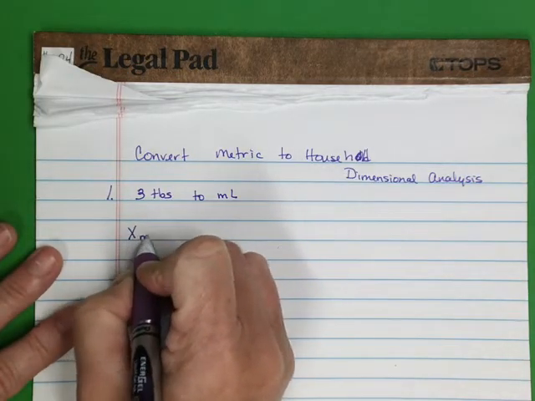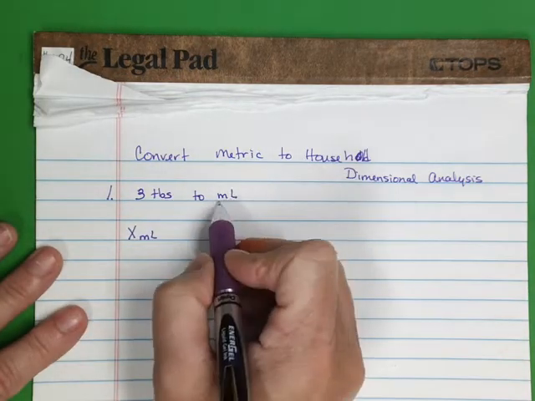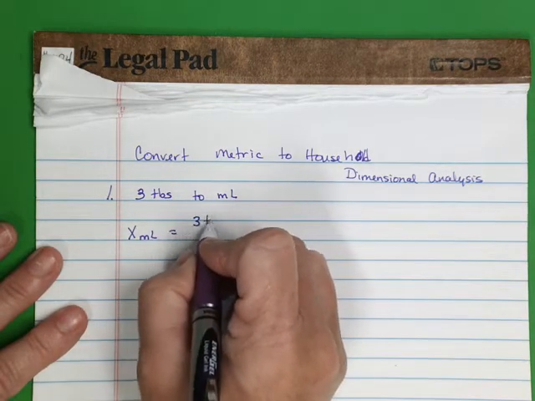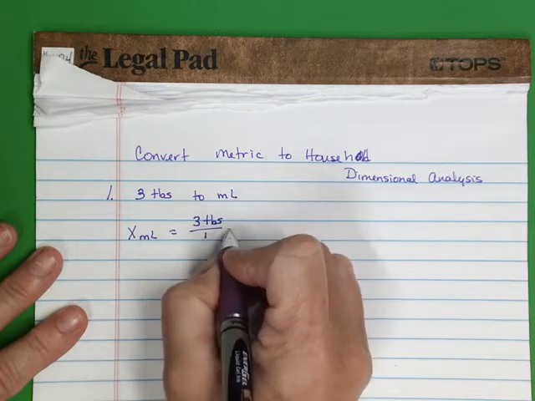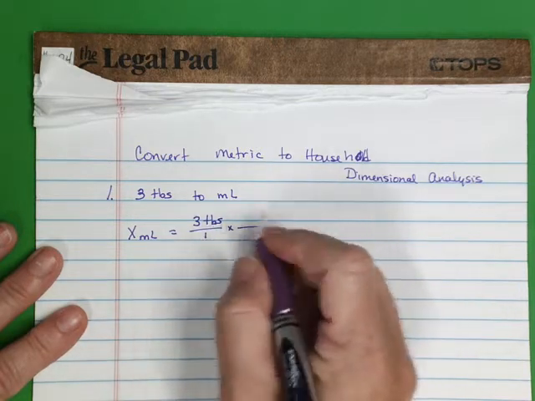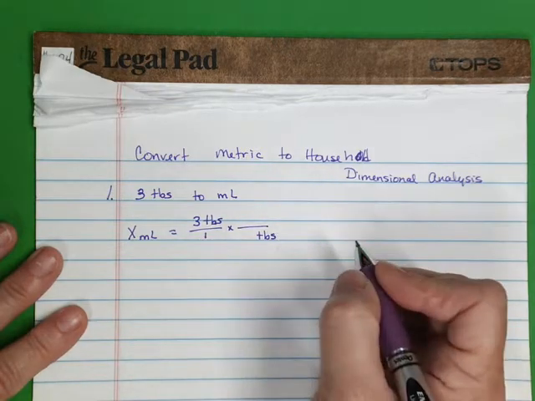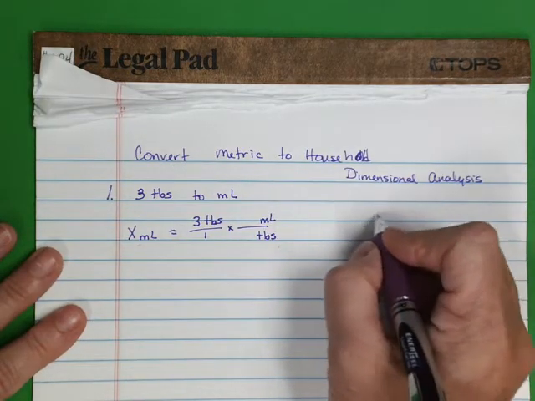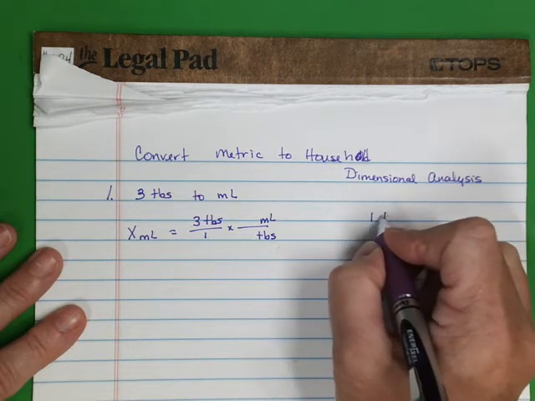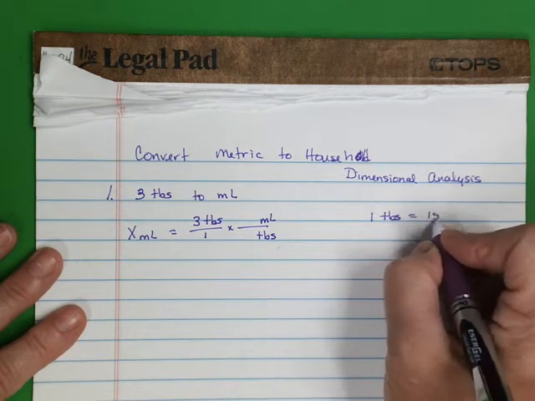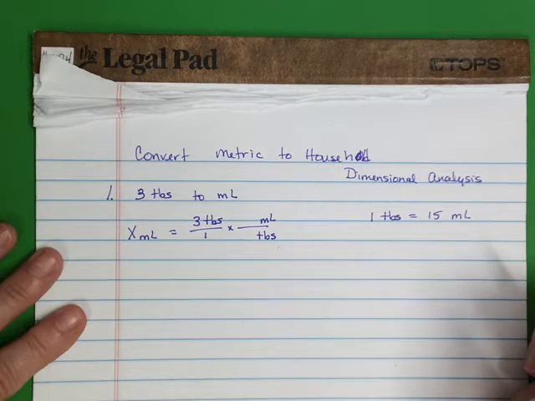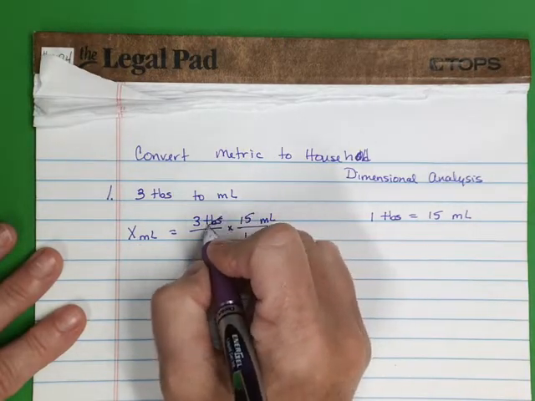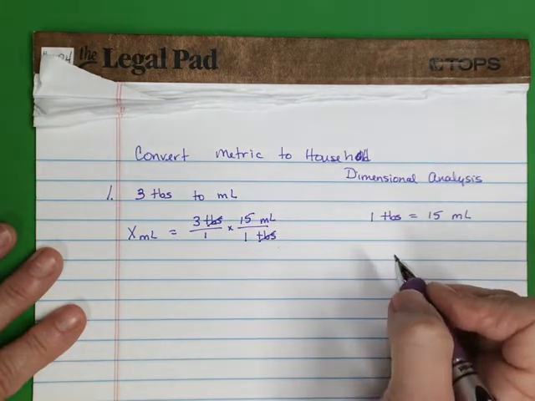I'm going to set it up the same way I did before. X times wherever I want it to be. I want it to be in milliliters. And then what I have, my 3 tablespoons over 1 times, and then tablespoons is on top, so tablespoons goes to the bottom, milliliters goes to the top. Now I know my conversion is 1 tablespoon equals 15 milliliters. So 1 tablespoon, 15 milliliters.